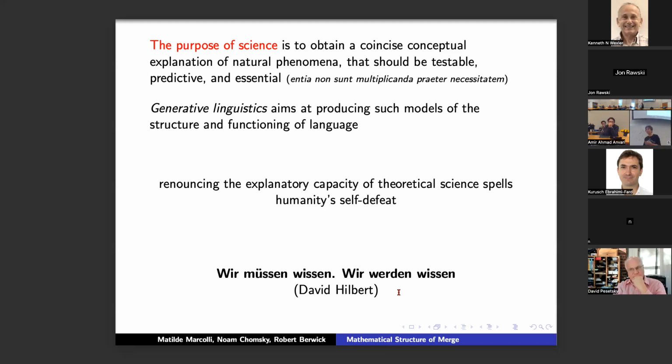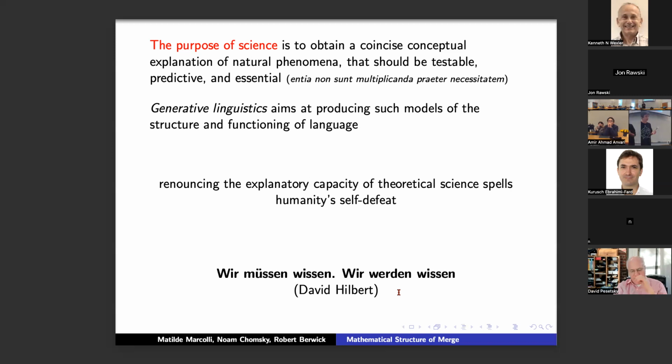Prediction is not the purpose of science. The prediction is how you check whether your science is right or not. The purpose of science is explanation, is essential explanation. Essential in the Ockham razor sense, that entities are not to be multiplied beyond necessity, and parameters also are not to be multiplied beyond necessity. And generative linguistics aims at producing such a theoretical model of the structure and functioning of language.